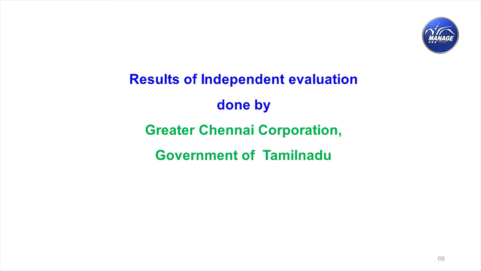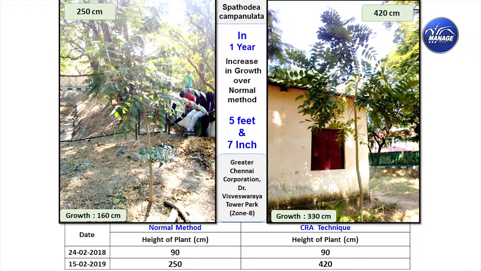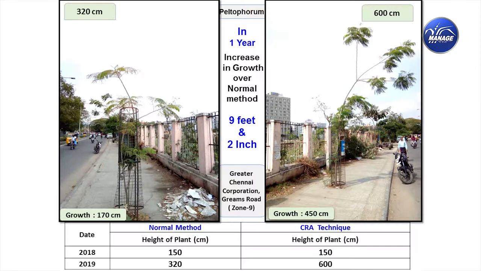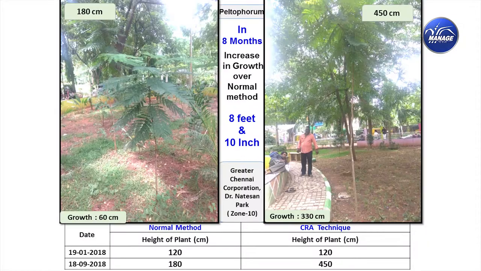In Chennai Corporation, the edible trees I have not yet shown, they tried this. In Spathodea, in 1 year and 2 months, the difference was 1 foot. But you look at the biomass, how much bigger it is. This is another seedling. Here, the difference was 5 feet and 7 inches. And in Peltophorum, the difference in 1 year is 4 feet and 11 inches. Here, at another location, it is 9 feet and 2 inches. Then another species, it is 3 feet and 3 inches in 1 year. Peltophorum in another park, it is 8 feet and 10 inches.